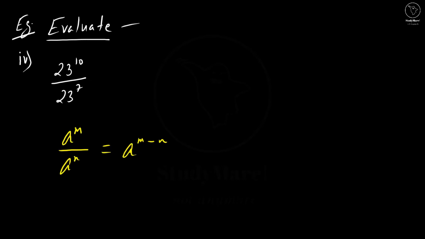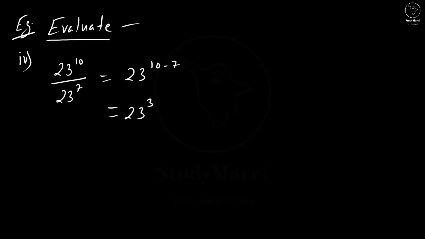Next example is 23 to the power 10 divided by 23 to the power 7. Applying a to the power m divided by a to the power n is equal to a to the power m minus n, we get 23 to the power 10 minus 7, which equals 23 to the power 3.